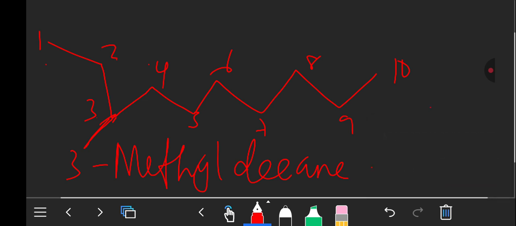So the tricky part there is to find the longest chain. The longest chain must not always be the straight chain, but it might be branched at some point. So you just need to find the one which is giving the highest number.